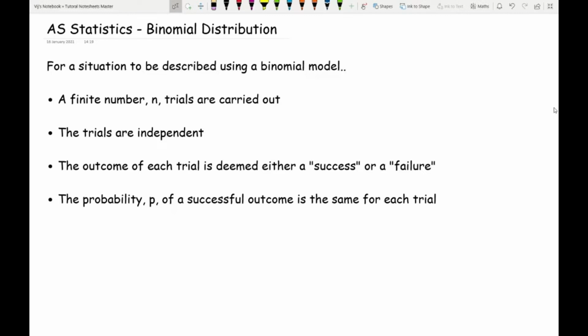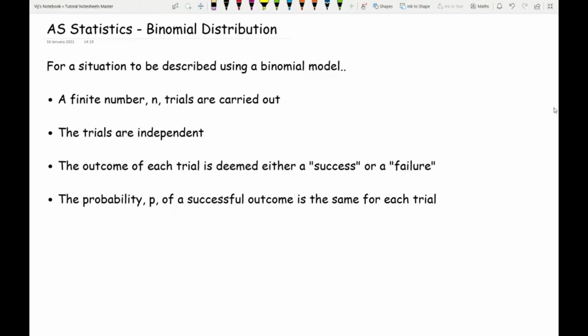For there to be a finite number of trials, basically you can't change the number of trials that you are having. So for example, if you say you're having 10 trials, you have to complete all 10 regardless of what the outcomes of each of those individual trials are going to be. The trials need to be independent, in other words the outcome of one trial cannot have an impact on another.